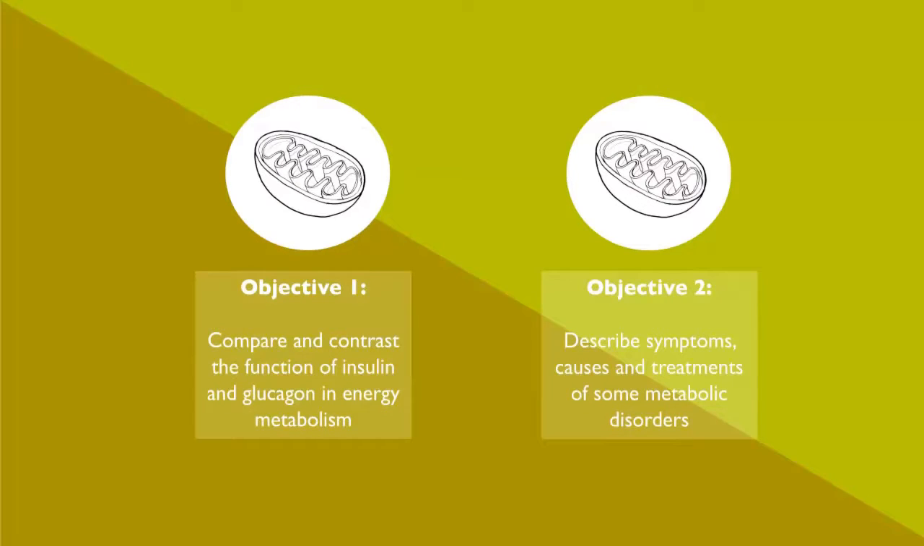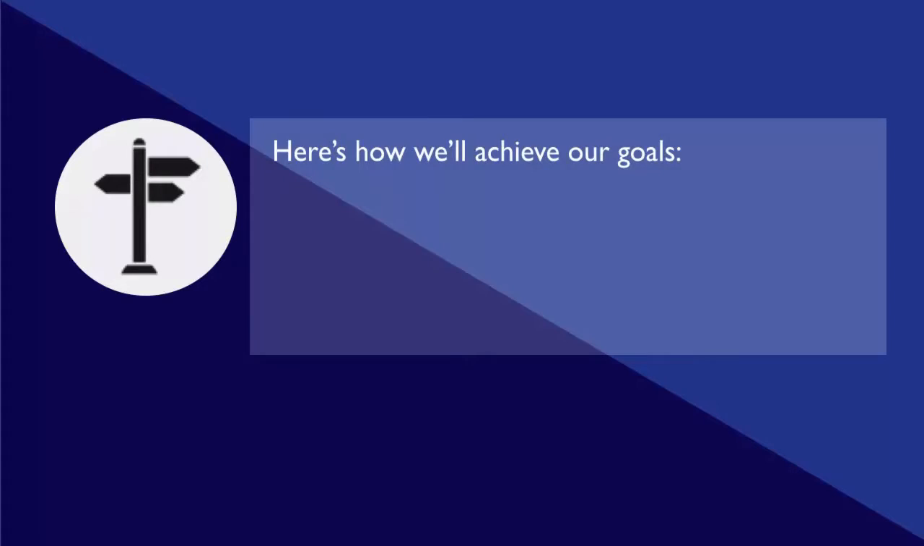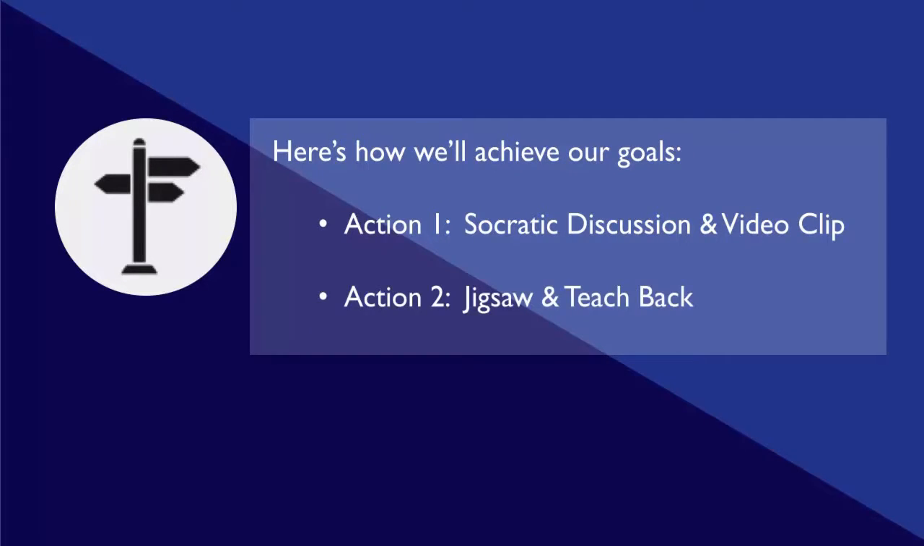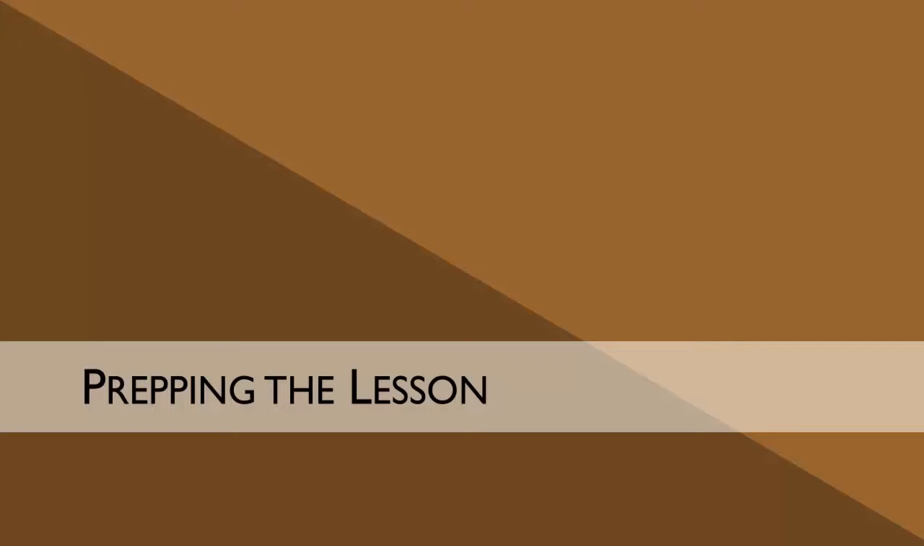At the end of the lesson, students should be able to compare and contrast the function of insulin and glucagon in energy metabolism and describe the symptoms, causes, and treatments of some metabolic disorders. We'll achieve these goals through a Socratic discussion and short video clip about insulin and glucagon, and a jigsaw activity about metabolic disorders.